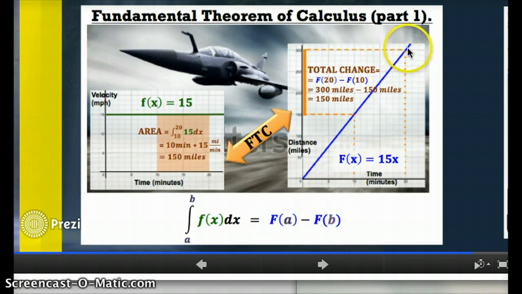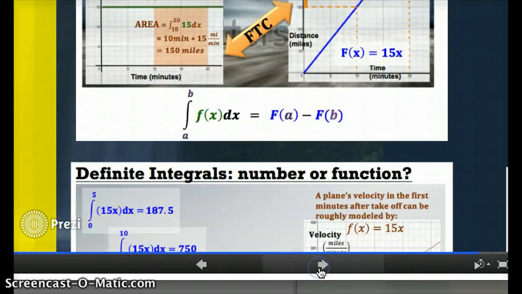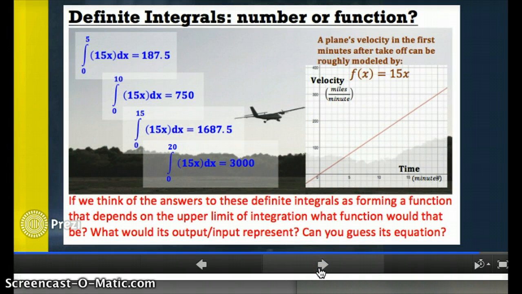So before we get to the second part of the fundamental theorem, let's talk more about definite integrals. Here we've got another airplane. This airplane, instead of traveling at a constant speed, now has a velocity that's increasing, and that's because it's taking off. You basically know how to read this graph, and so consider these definite integrals. I've got 4 of them. Notice that the function in all of them is the same. Tell me what else you notice about these 4 integrals.